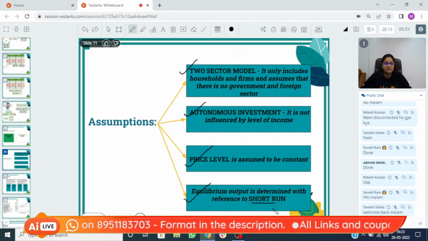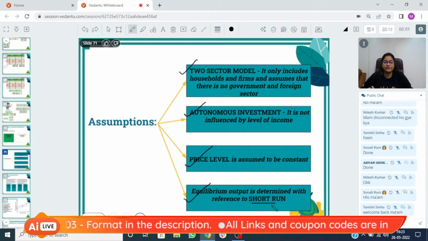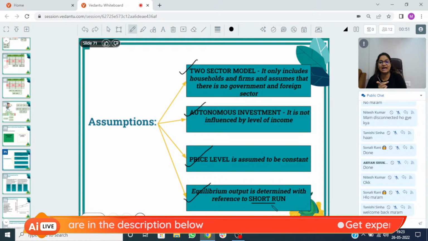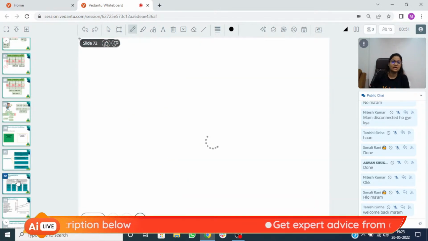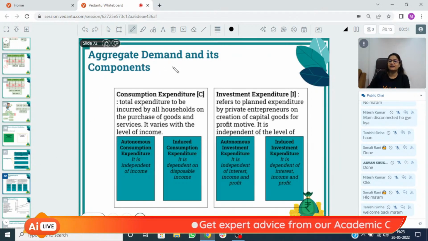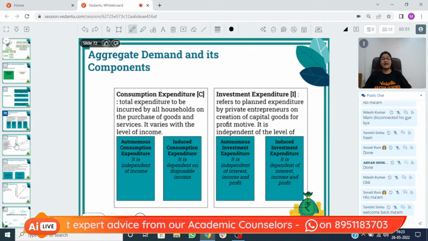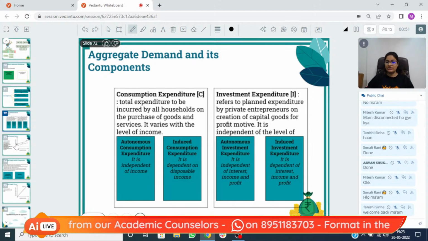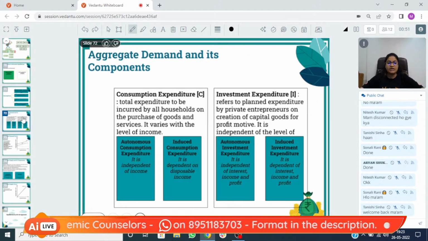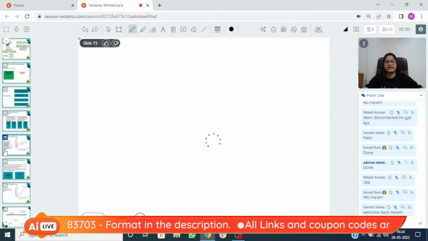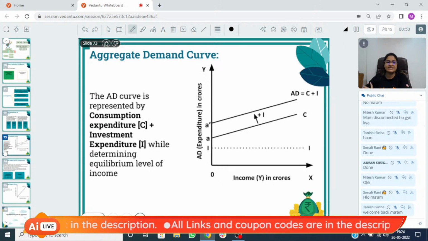It is a time period where a few factors of production are variable, and the rest are fixed. So in the short run, there are two kinds of factors of production, the fixed factors and the variable factors. Correct? Then, aggregate demand has two components, consumption and investment. Consumption is of two types, autonomous and induced. Investment is also of two types, autonomous and induced. And the aggregate demand curve looks something like this. Everyone, correct?